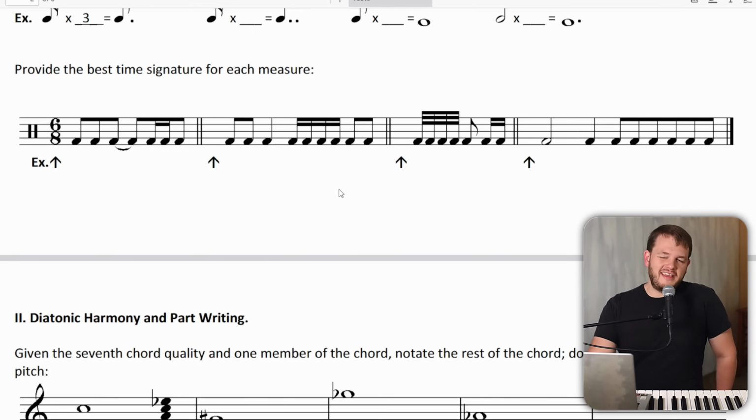The next one, probably best described as 3/8, though honestly the third and fourth ones are pretty tricky. The fourth one's probably best described as 6/4, which you can know because of the beaming, you can see how they said these eighth notes belong together.